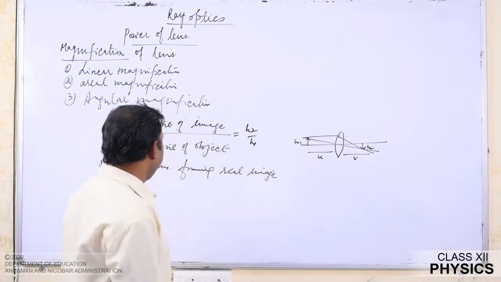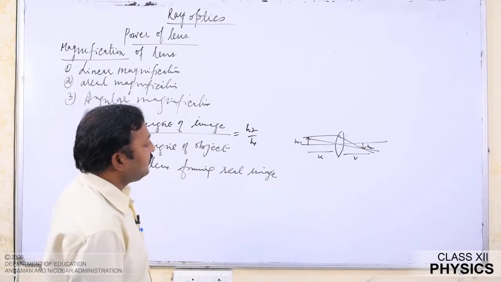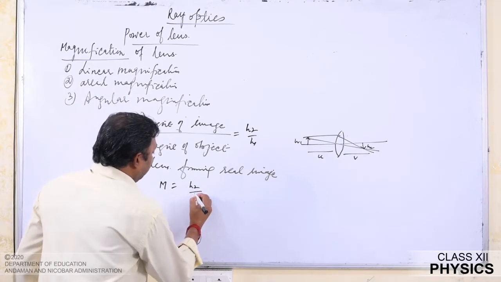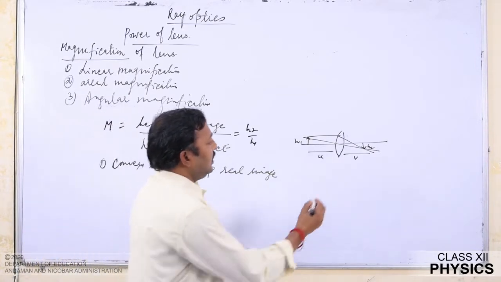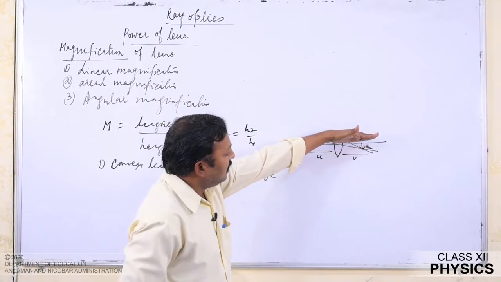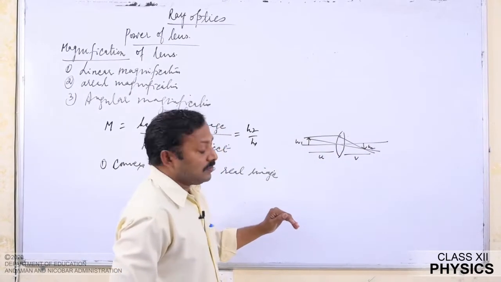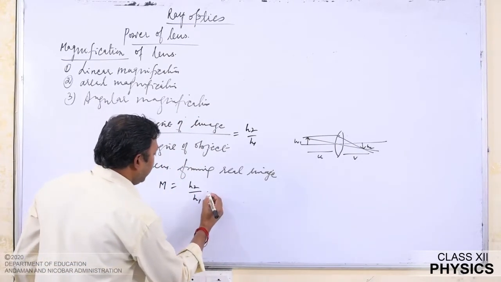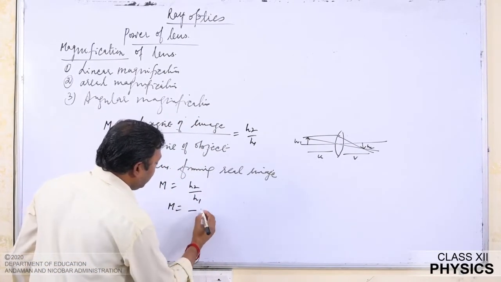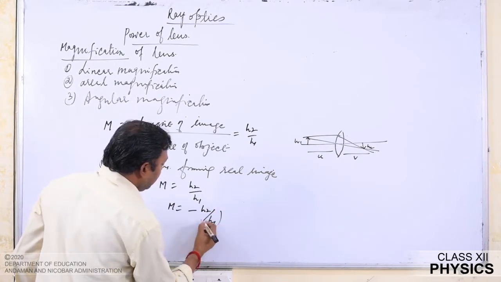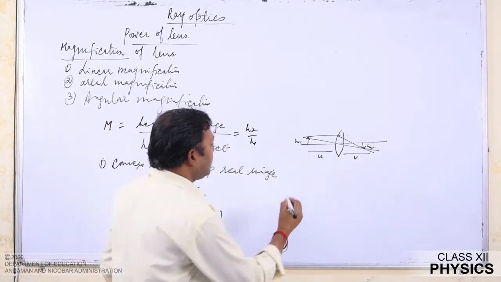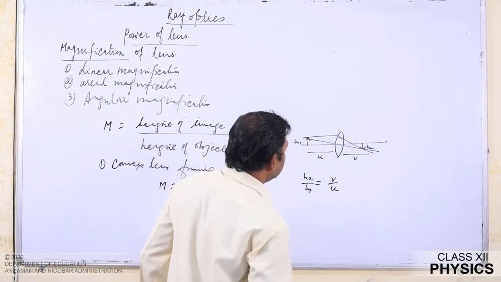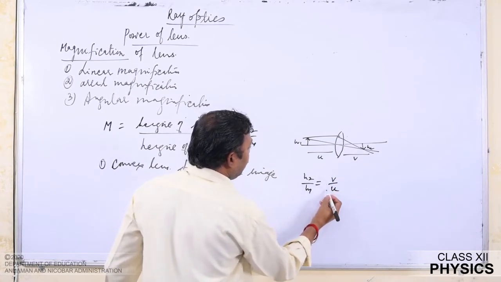So for magnification, when the image is real, it is given by m is equal to h2 divided by h1. The sign of h2 is negative because it is falling in the negative direction of the y axis according to the Cartesian coordinate system. So h2 is negative, magnification comes out to be minus h2 by h1. Now from triangle properties, we can say h2 by h1 is nothing but v divided by u. Using sign convention, v is positive and u is negative.